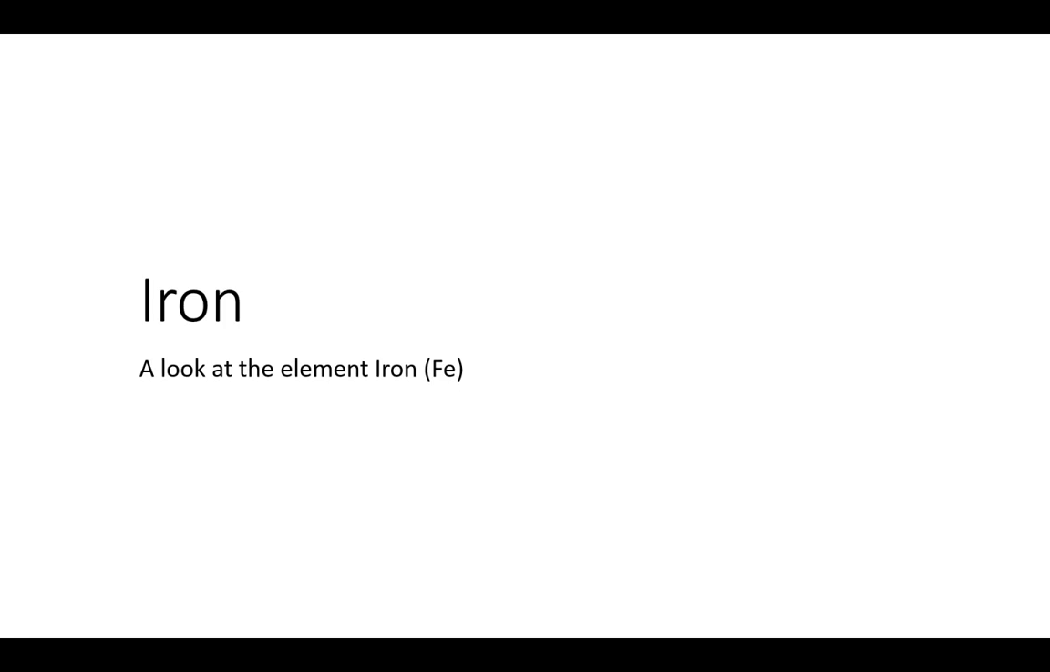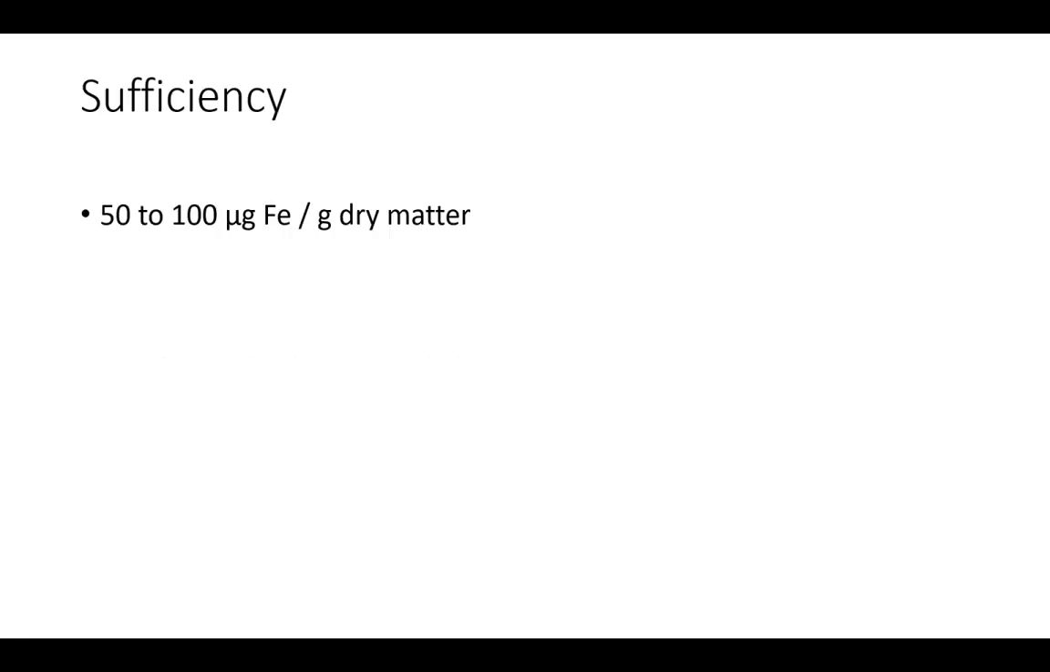Iron. This is part 4. Now we're going to go back and look at iron as far as sufficiency, deficiency, and luxury consumption in the plant. Iron sufficiency. We're looking at a sufficient amount of iron at 50 to 100 micrograms iron per gram of dry matter. So that's about 50 to 100 parts per million. Remember, 50 to 100 parts per million still means it's a micronutrient. Macronutrients, we're talking over 1,000 parts per million. So this is still a micronutrient.